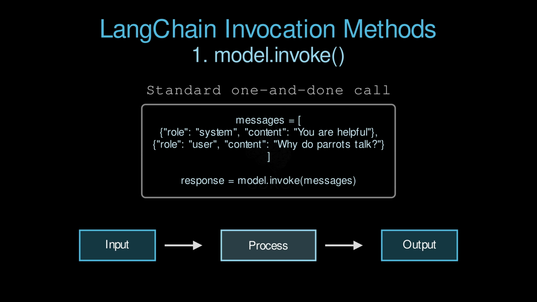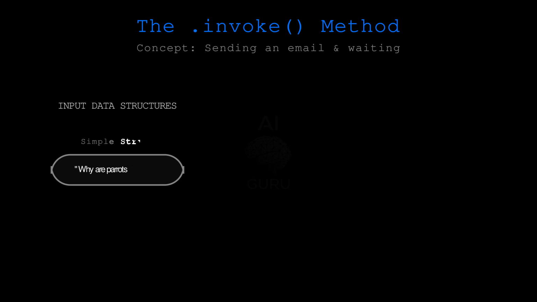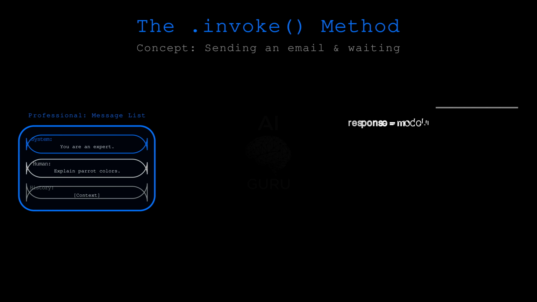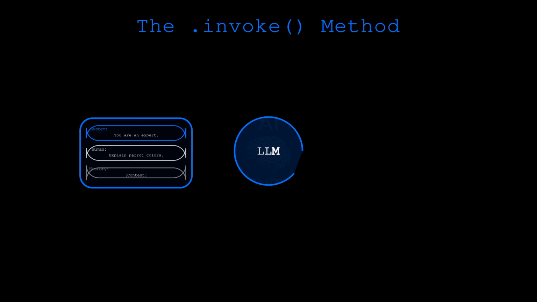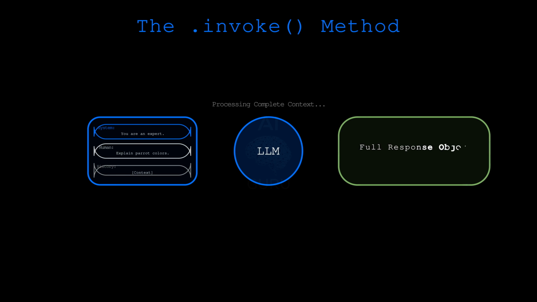You call model.invoke. Now, a key detail here is what you pass in. You can just send a simple string, like, why do parrots have colorful feathers? But in a real app, you wouldn't do that. Probably not. In a real app, you'd usually pass a list of messages, because context is everything. You'd have a system message that sets the rules, like, you are a helpful ornithologist, then a human message for the actual question. And you'd include the past conversation turns, too. Exactly. Invoke takes that whole history, processes it, and then returns the one final complete response.